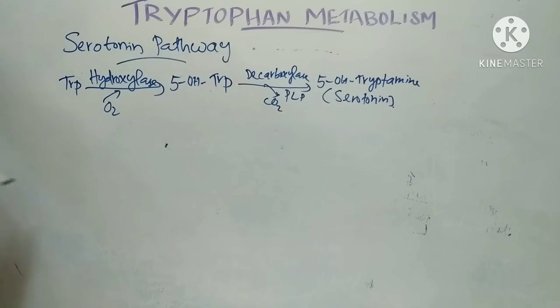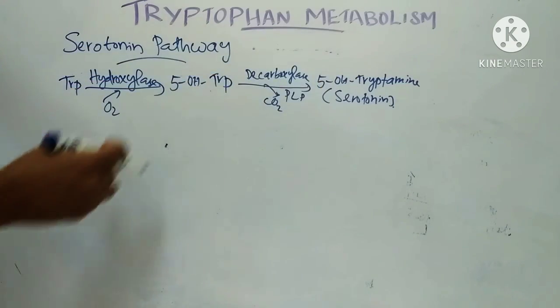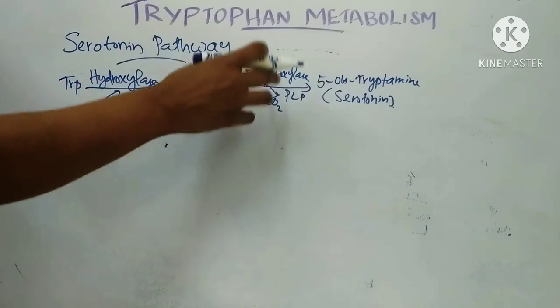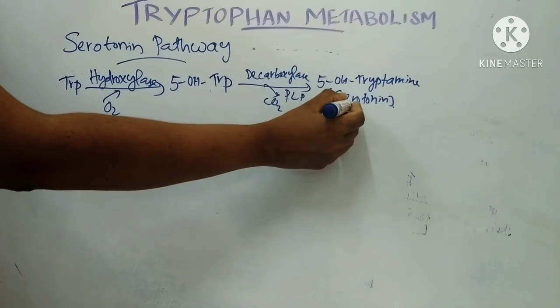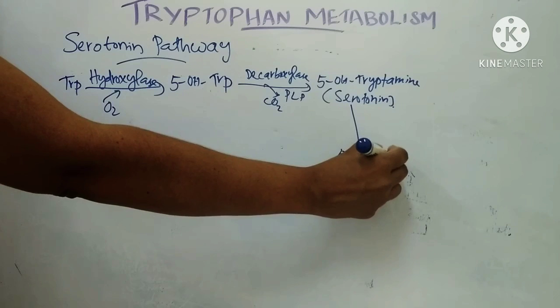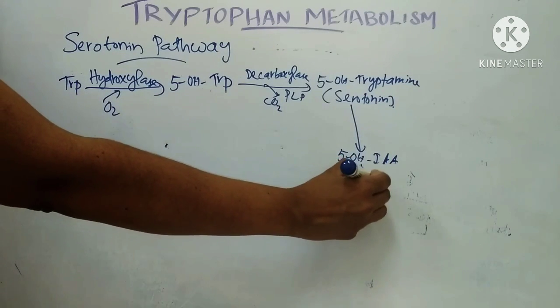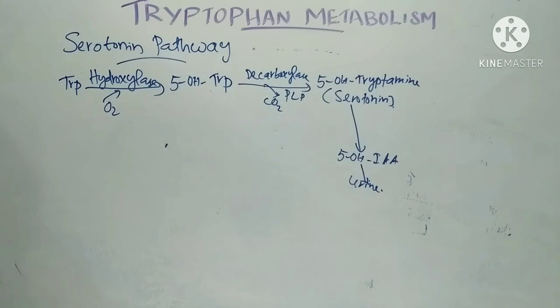So next step is the conversion of this serotonin, this 5-hydroxytryptamine, to 5-hydroxyindole acetic acid. This 5-hydroxyindole acetic acid will be excreted in urine.